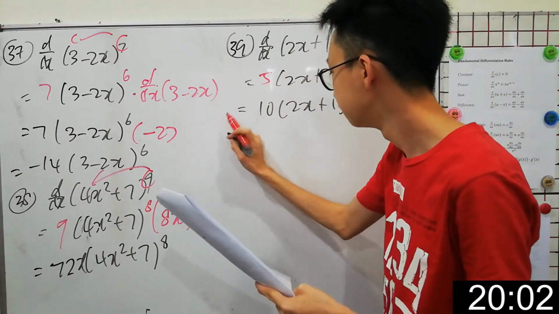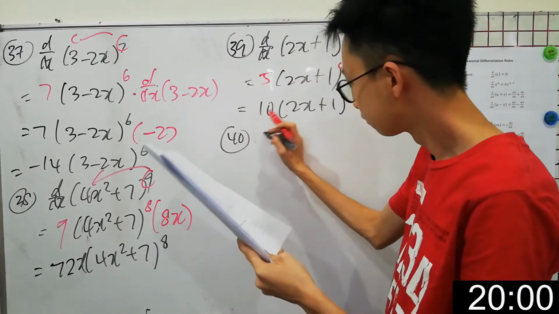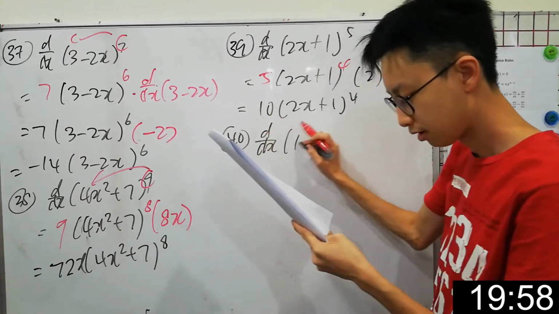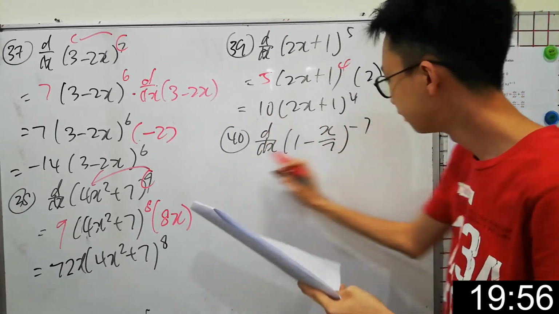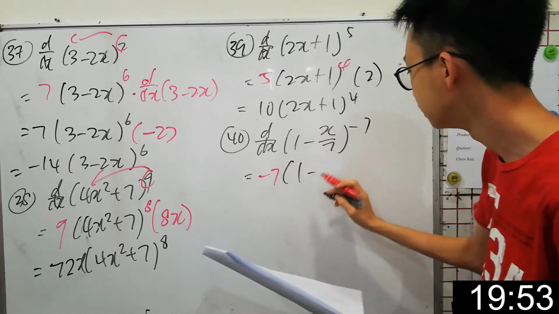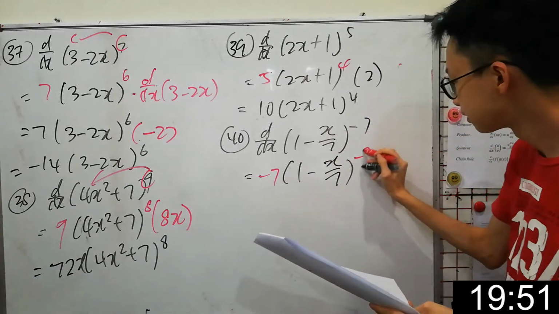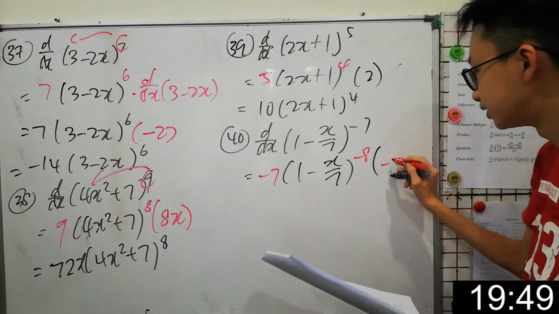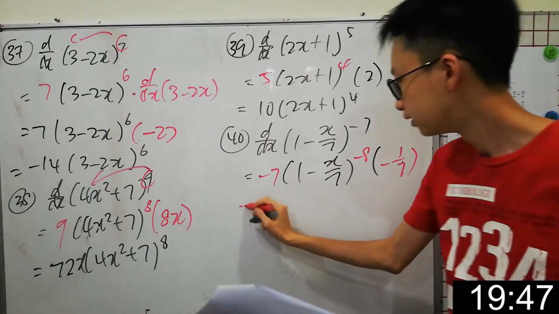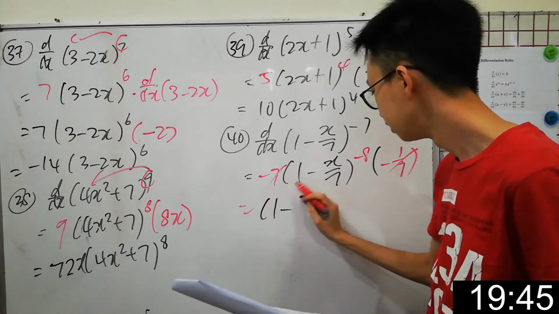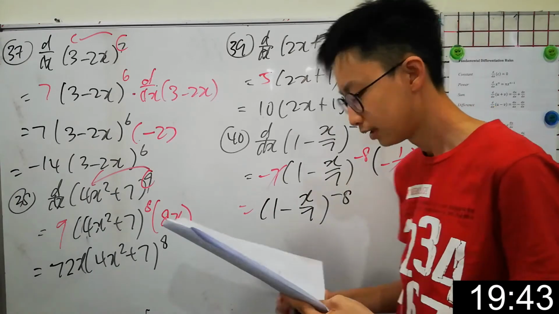Okay, 40. d/dx of (1 minus x over 7) to the negative 7. Bring down the power, (1 minus x over 7), power minus 1, times the derivative of the inside, which is negative 1 over 7. This and that can cancel, so it's (1 minus x over 7) to the negative 8.